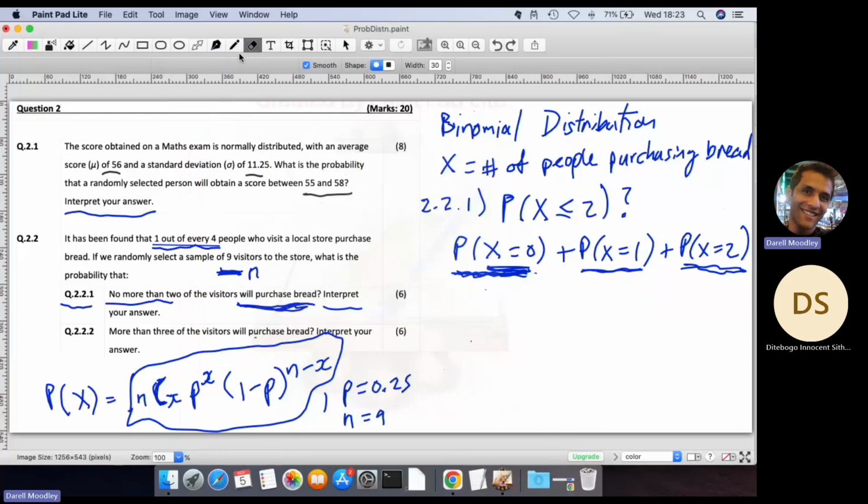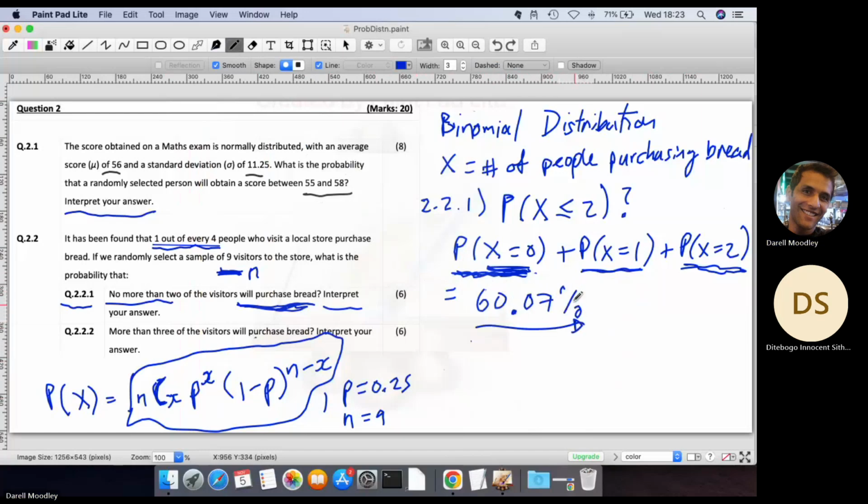And then move on to the next one. So this answer is 60.07%. All right, now 2.2.